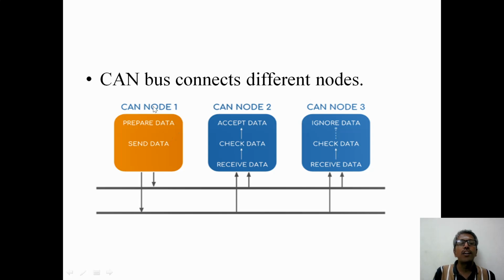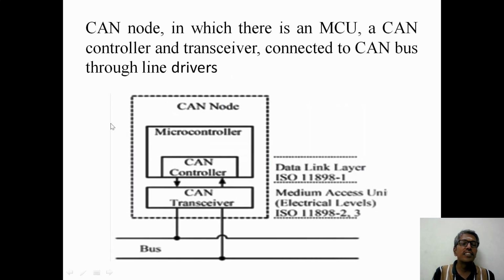For example, a CAN node will prepare the data and send it through the CAN bus. Nodes 2 and 3 and all the nodes receive the data, but the node that needs the data, whose identifier matches, will check and accept the data, and the remaining nodes will ignore it. That's how the communication occurs, as I already explained. The microcontroller will decide which data is going to be transmitted or received through the CAN transceiver.